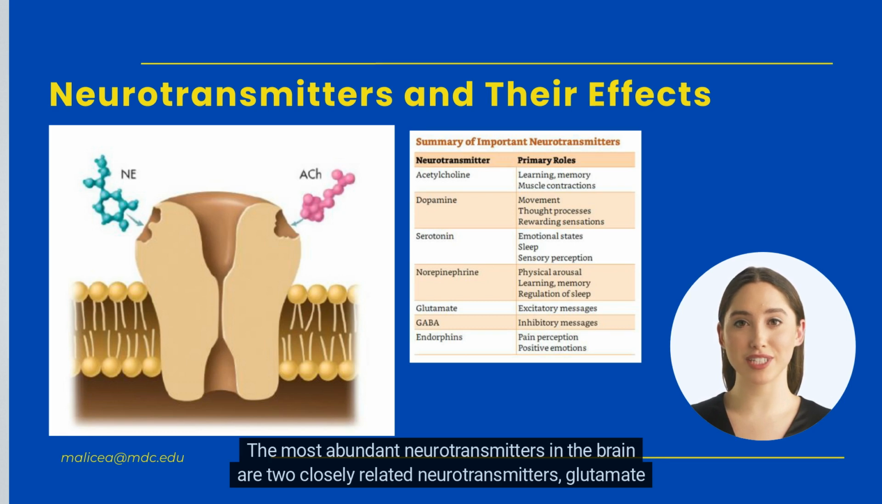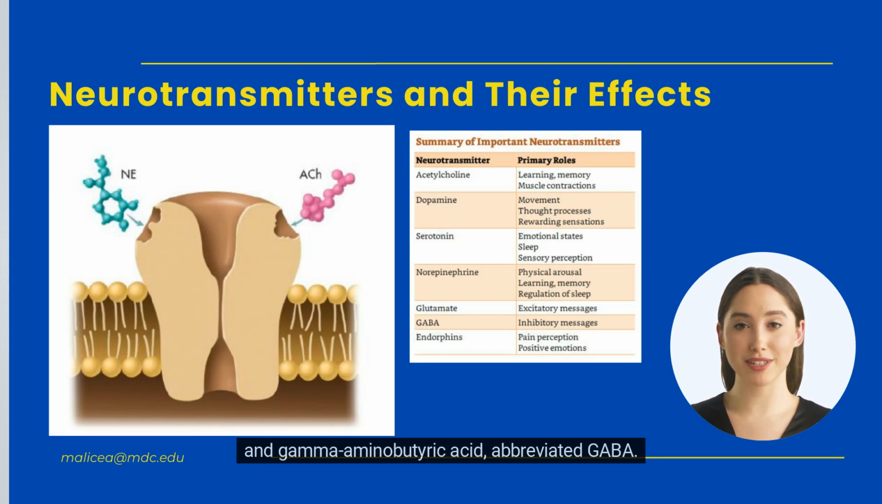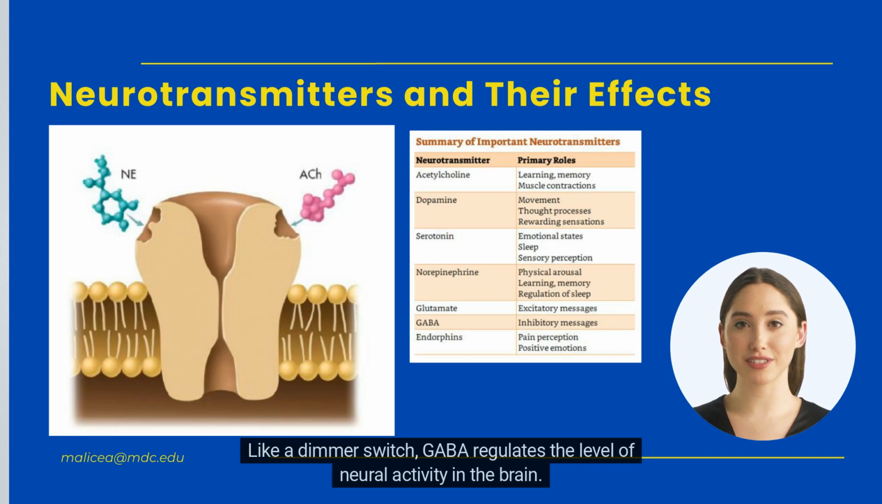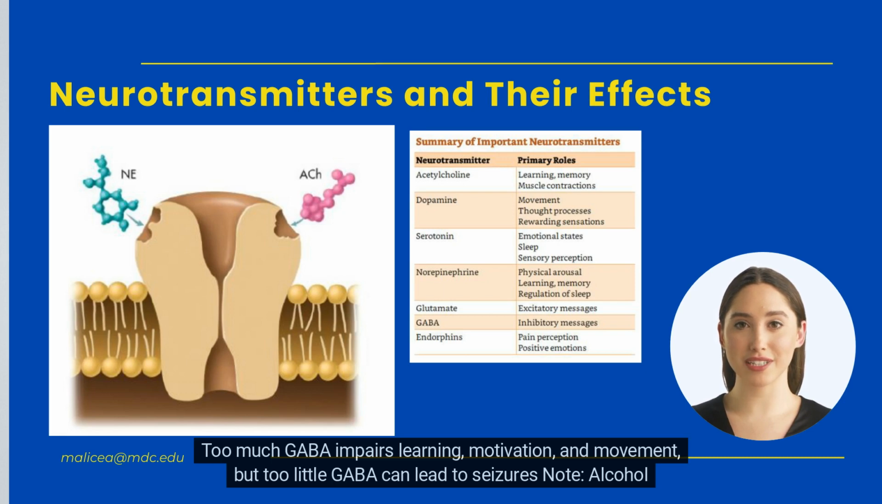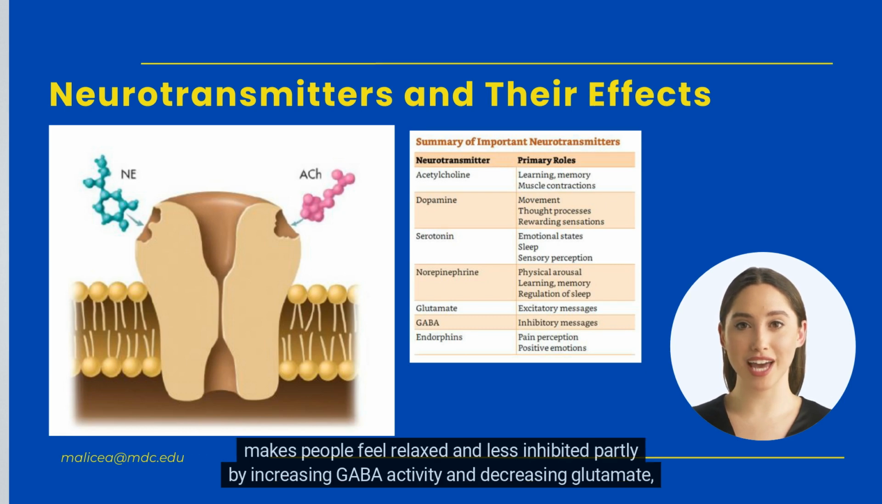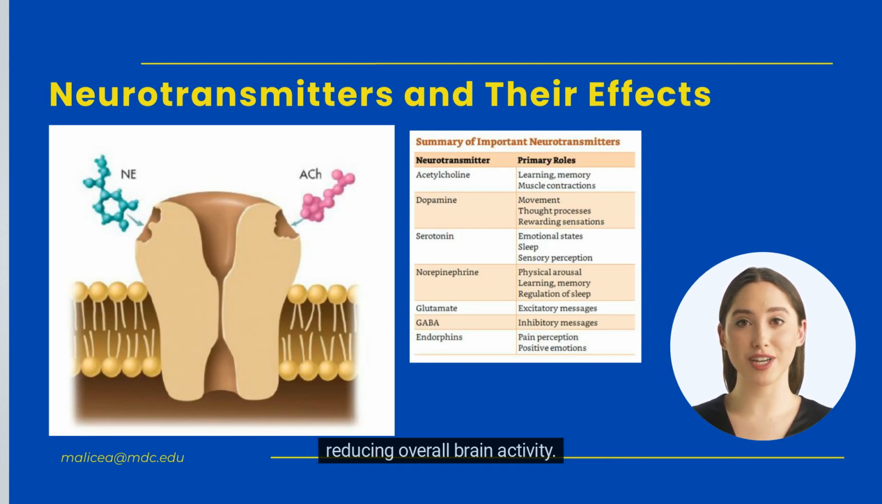The most abundant neurotransmitters in the brain are two closely related neurotransmitters, glutamate and gamma-aminobutyric acid, abbreviated GABA. Like a dimmer switch, GABA regulates the level of neural activity in the brain. Too much GABA impairs learning, motivation, and movement, but too little GABA can lead to seizures. Note: alcohol makes people feel relaxed and less inhibited, partly by increasing GABA activity and decreasing glutamate, reducing overall brain activity.